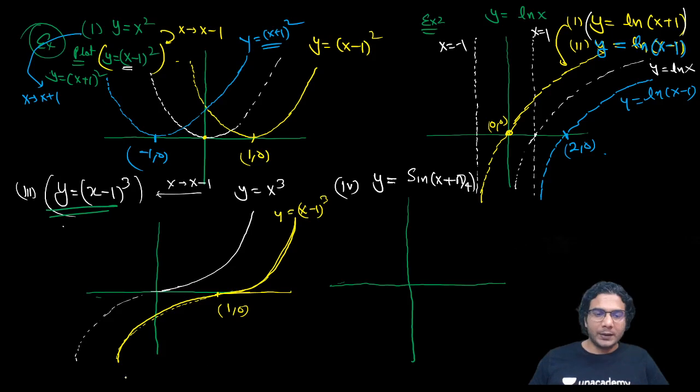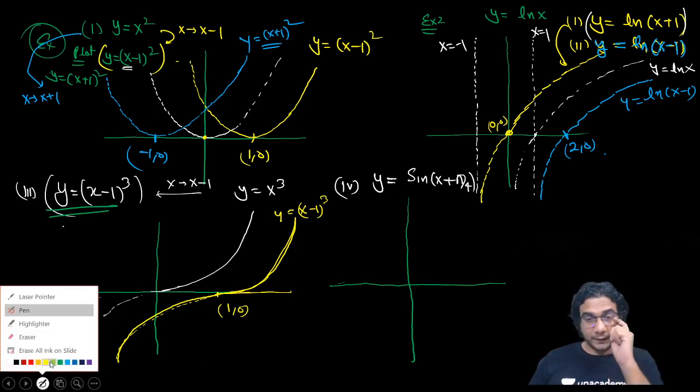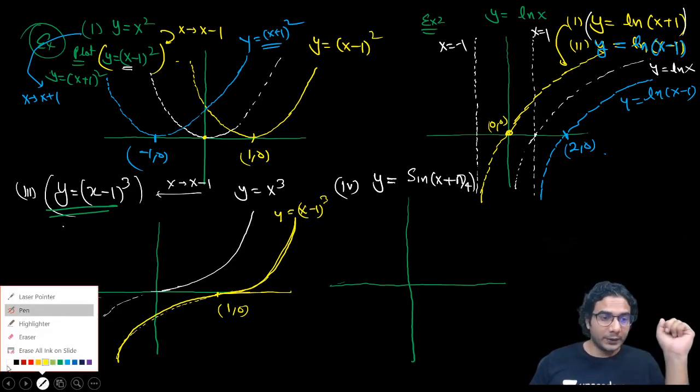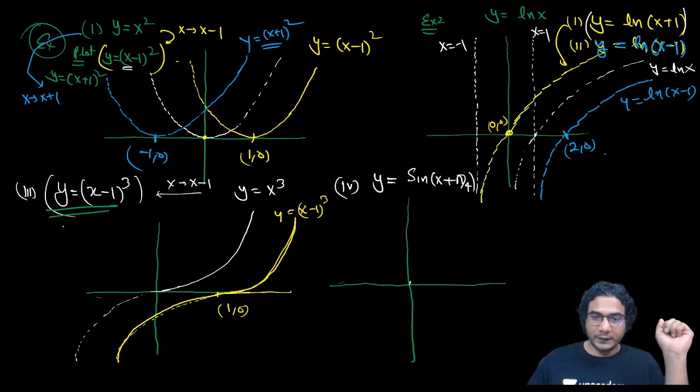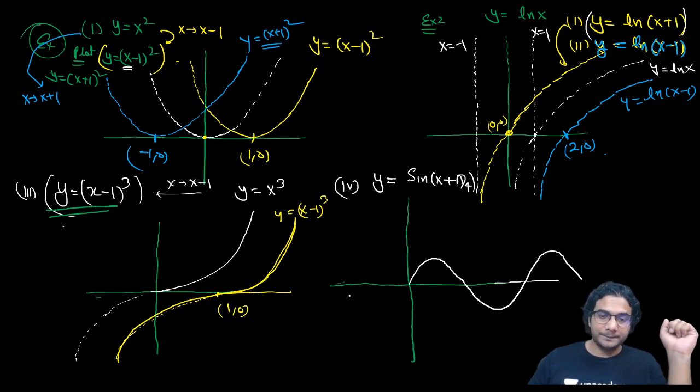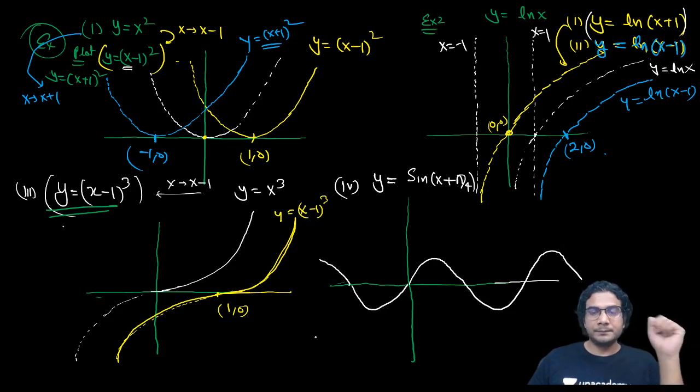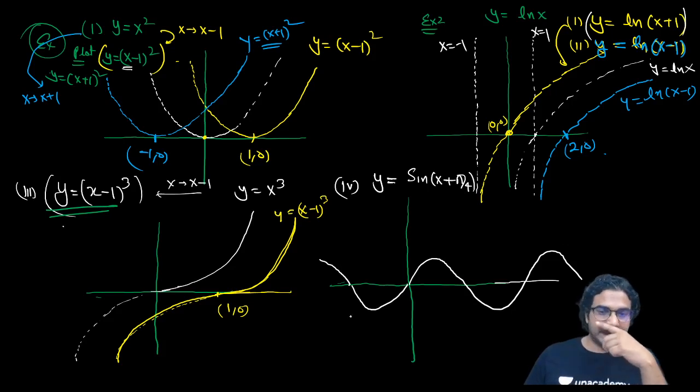All right, now let's plot the sine graph of y is equal to sine of x plus pi by 4. First I'll plot the graph of y is equal to sine x, and you see how this transformation would look like. Plot it. Plot it fast.